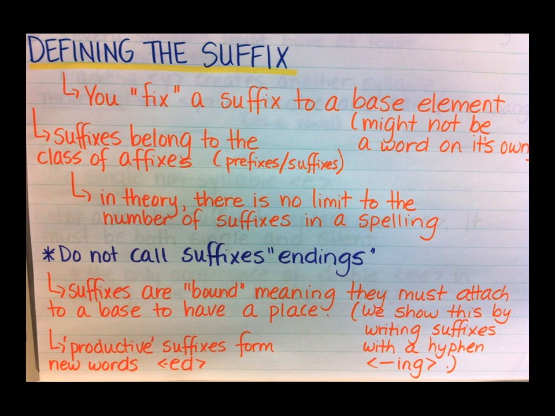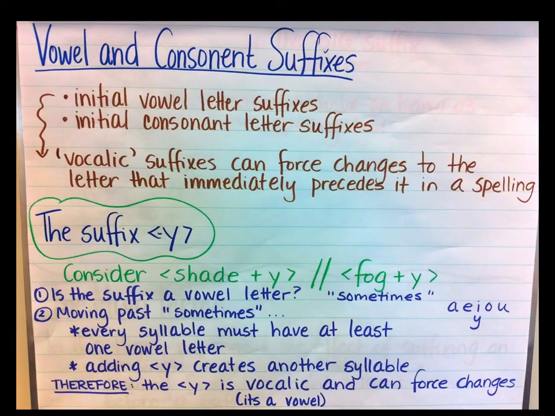There's something called a productive suffix, which forms new words. There are some suffixes that are added on that don't actually create a whole new word, but they change its class. Productive suffixes we've talked about in a previous theme. Vowel and consonant suffixes, of course, are very different, and it's one of the things that we want to concentrate on. It's the first question, really, that students should ask themselves before they think about what will happen to the base when attaching a suffix. An initial vowel letter suffix often is called vocalic because it forces a change to the letter that immediately precedes it in a spelling.